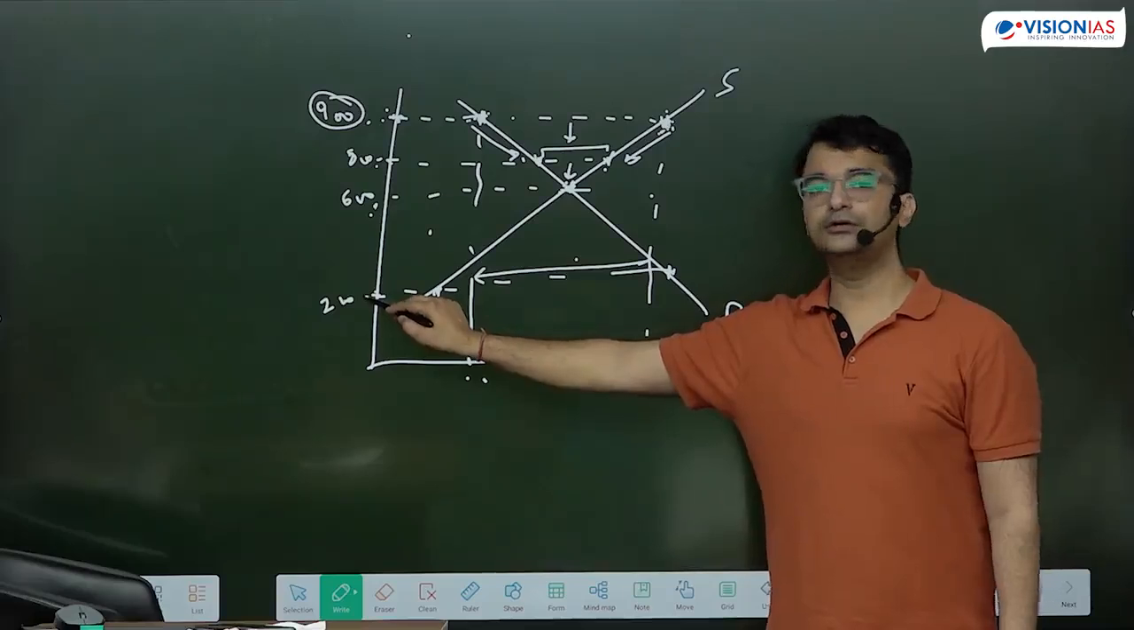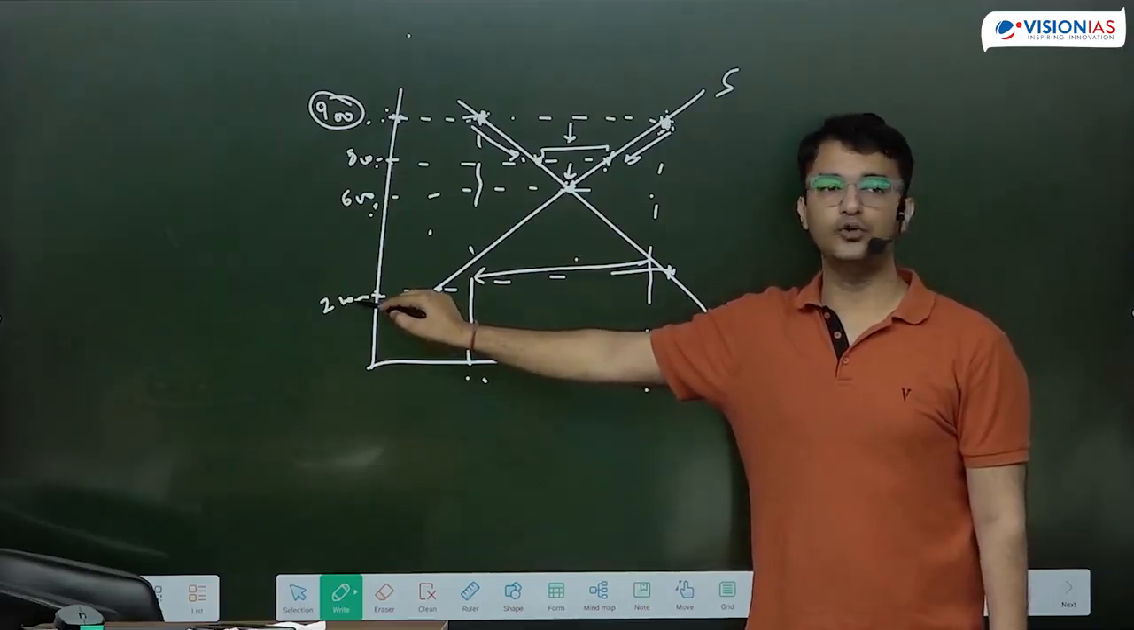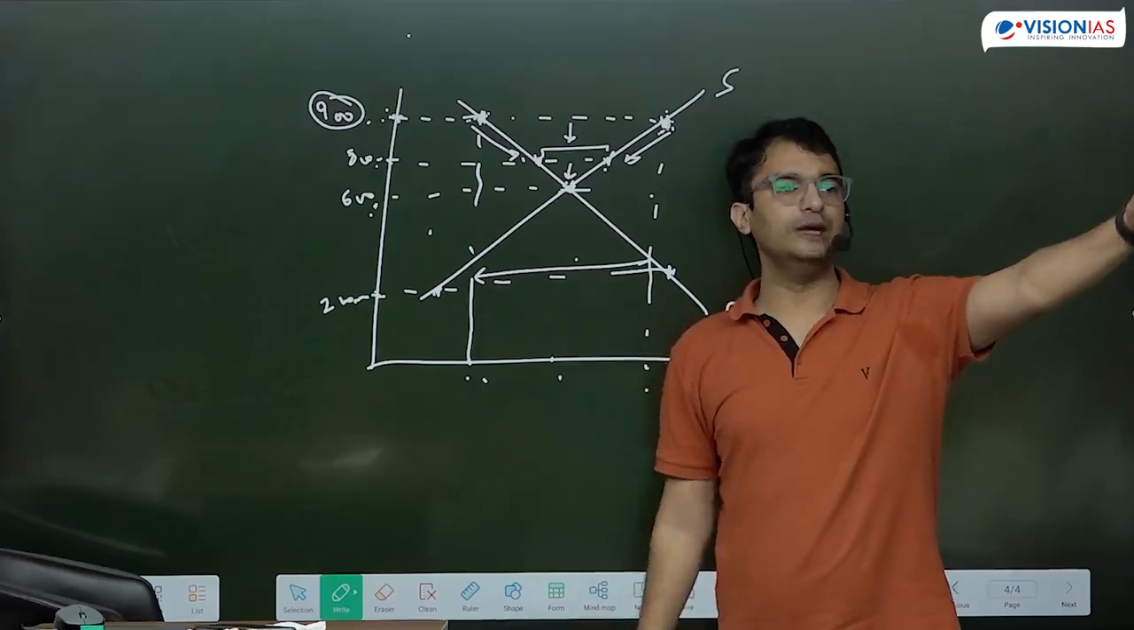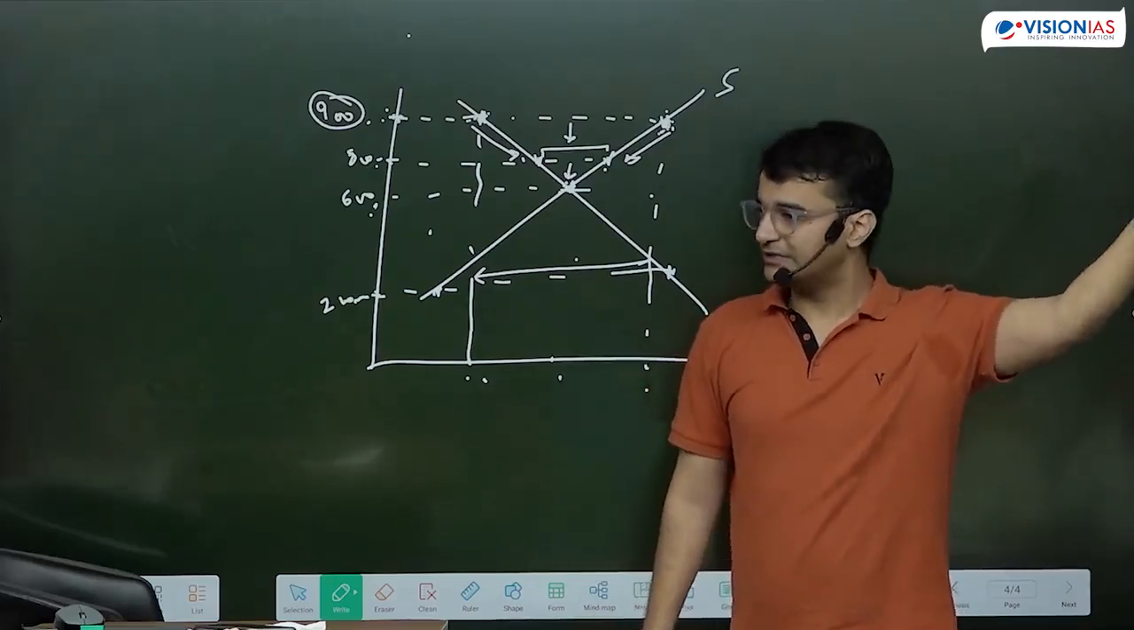200 रुपए के ऊपर demanders कौन है? Anybody who can pay a price of 200 or more are the demanders. Meaning someone who came to the market thinking that I will pay 1000 rupees, that person is there in the market.